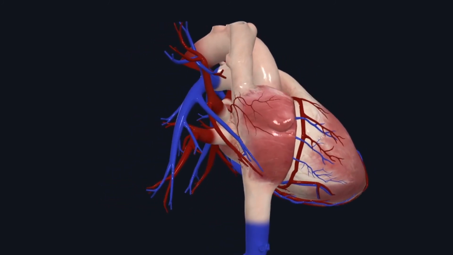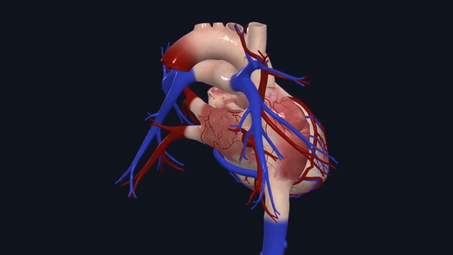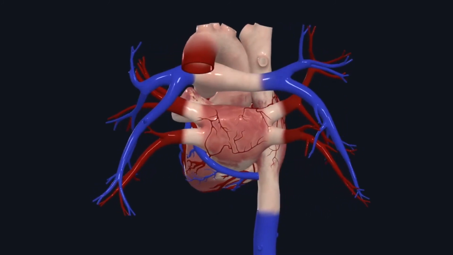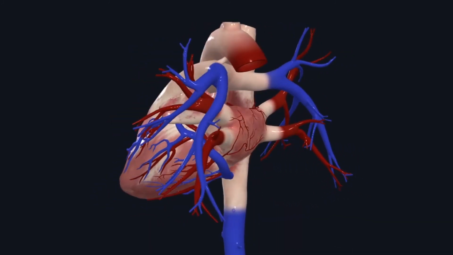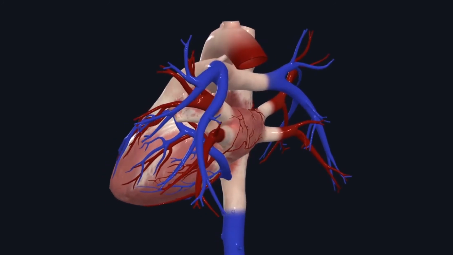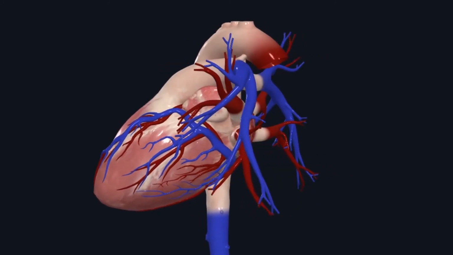In our next video, what we're going to do is talk about the vascular structures that are attached, as well as the coronary arteries and veins that help us circulate blood to and from our heart tissue itself.